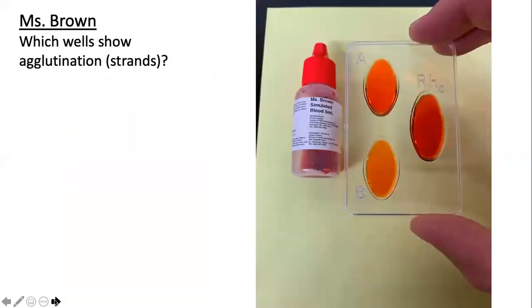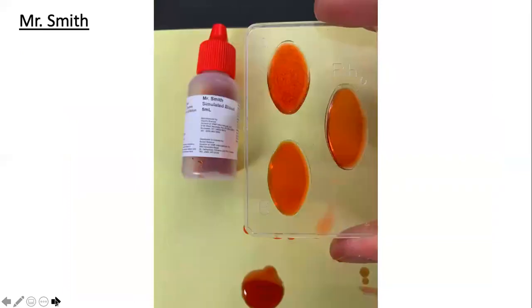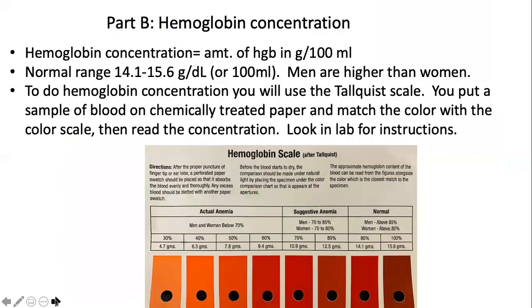So here's Miss Brown, Mr. Green. See this stringiness? This means agglutination for the fake blood. It doesn't look like real agglutination. Mr. Jones, Mr. Smith, and then for hemoglobin concentration is the amount of hemoglobin in 100 mils of blood.